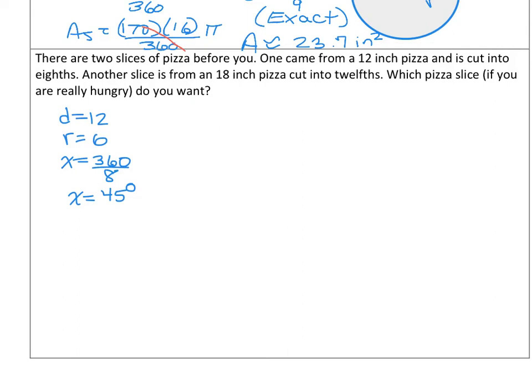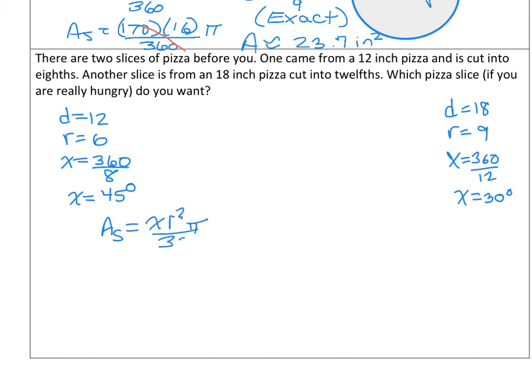The other pizza is an 18-inch pizza. Likewise, that's the diameter, so the radius is 9. If we take 360 total degrees and cut that into twelfths, we end up getting an angle of 30 degrees. We could draw some diagrams here, but I think you get the idea. So for this 12-inch pizza, the area of the sector is going to be x times r squared times pi over 360.